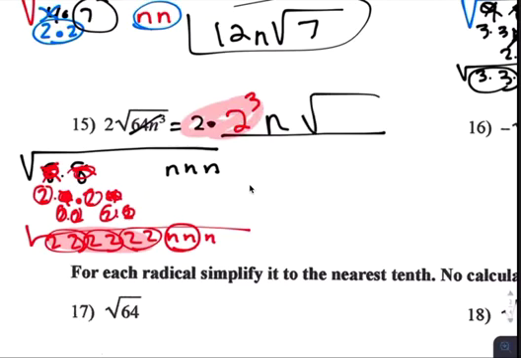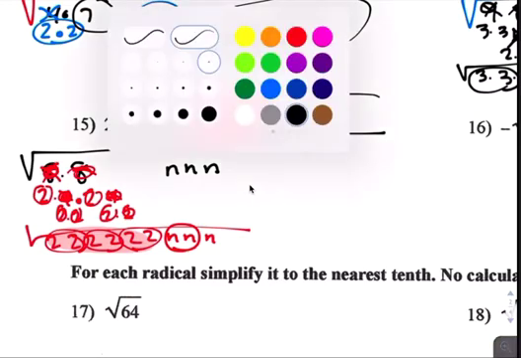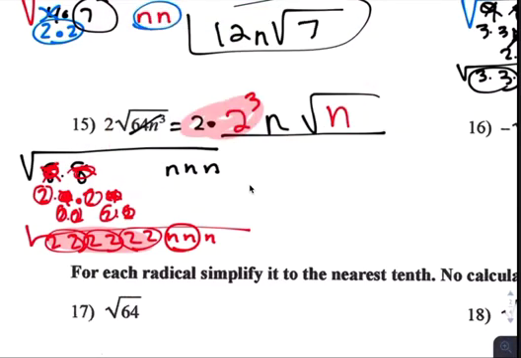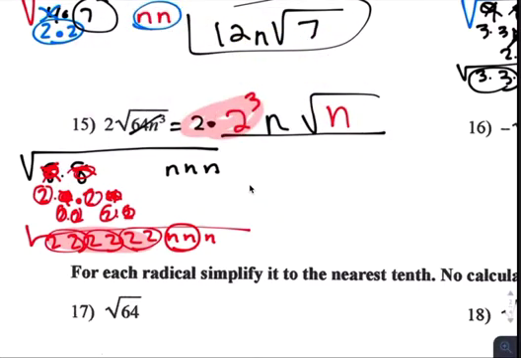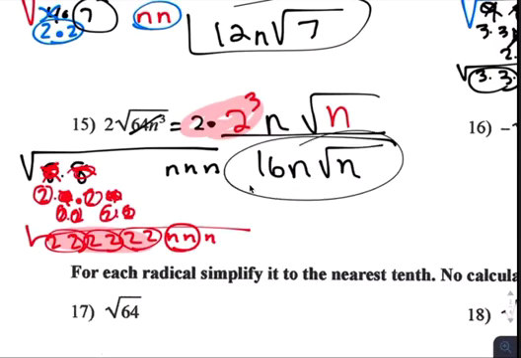And then you have one pair of n's with an n left. So multiply that. Use your calculator. n to the third is n, 2 to the 8 times 2 is 16, n square root of n. That's your answer.